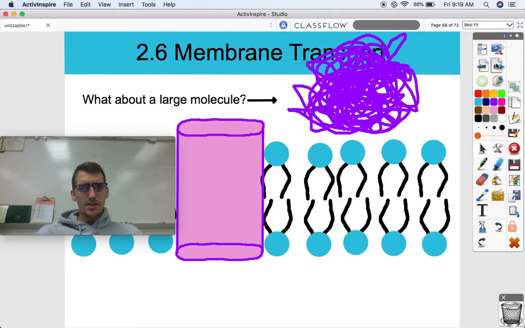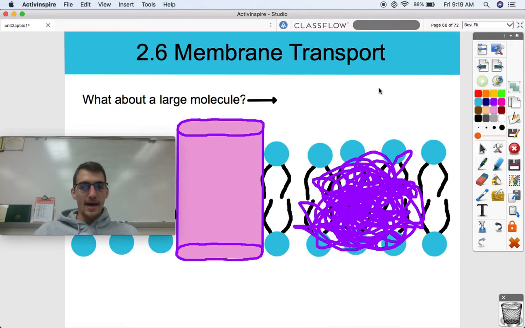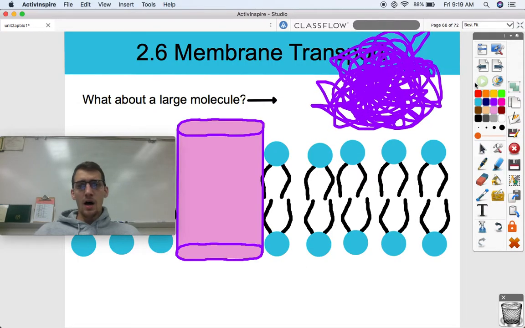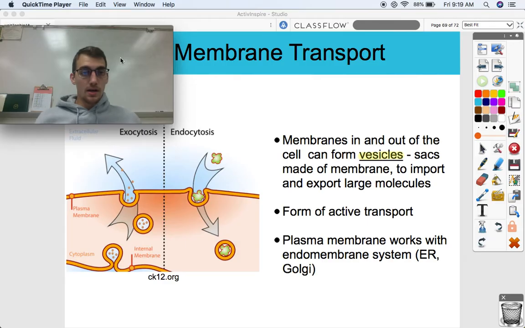But another type of active transport that we have to talk about has to do with a really big molecule. So this is my very detailed protein over here. A protein can't just pass through the bilayer, and it can't just go through another protein like that. It's really big. So what does the cell do for that? It's a form of active transport called exocytosis and endocytosis. We may have been exposed to these terms before, but I'm going to highlight them here again. Membranes in and out of the cell can form vesicles, which are sacs made of membrane, so that it can import and export large molecules.